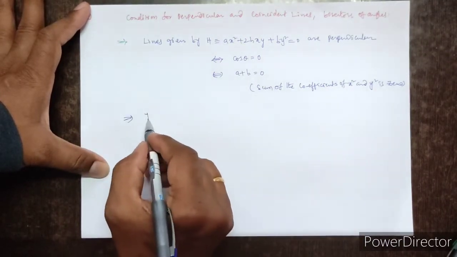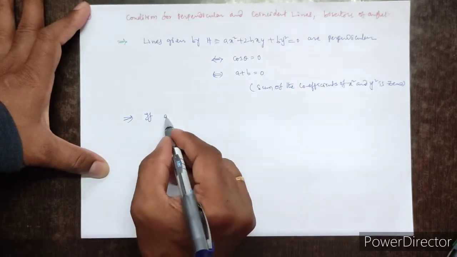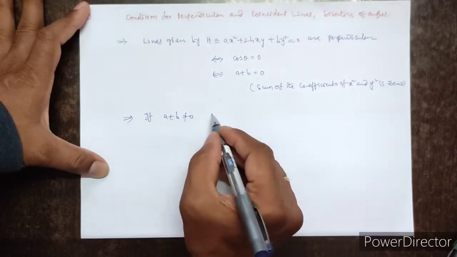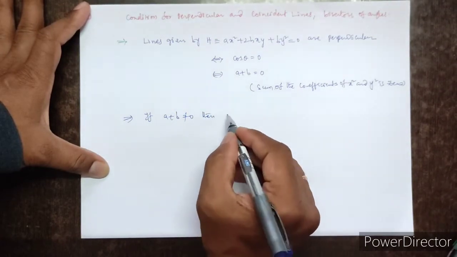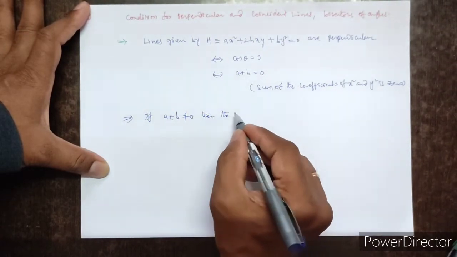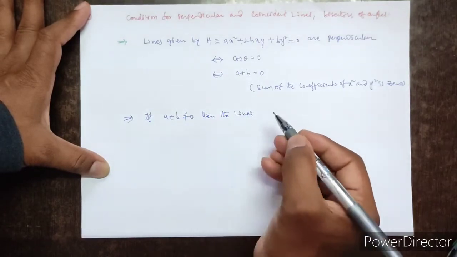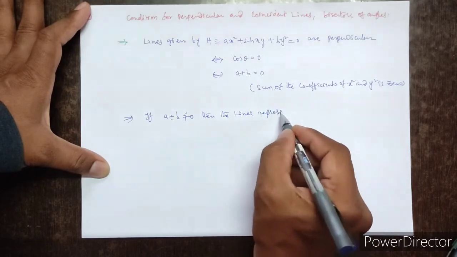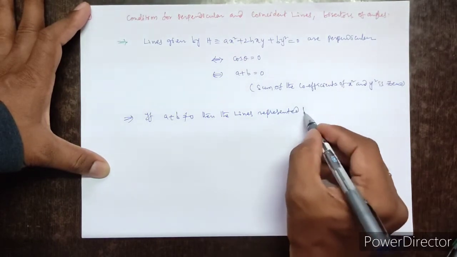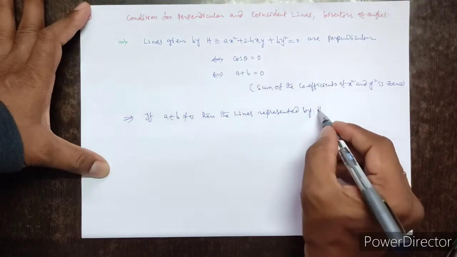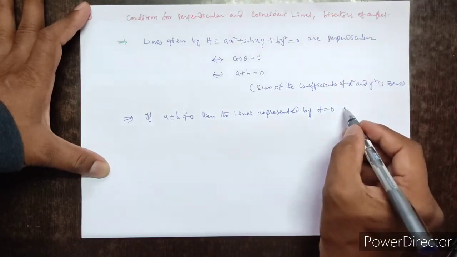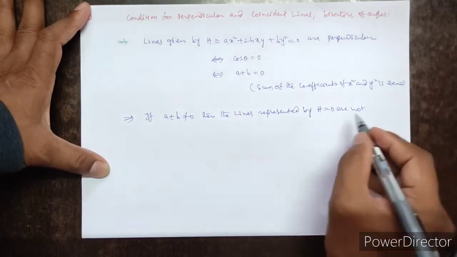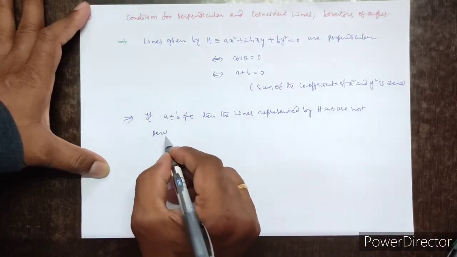If a plus b is not equal to 0, then the lines represented by the equation are not perpendicular.